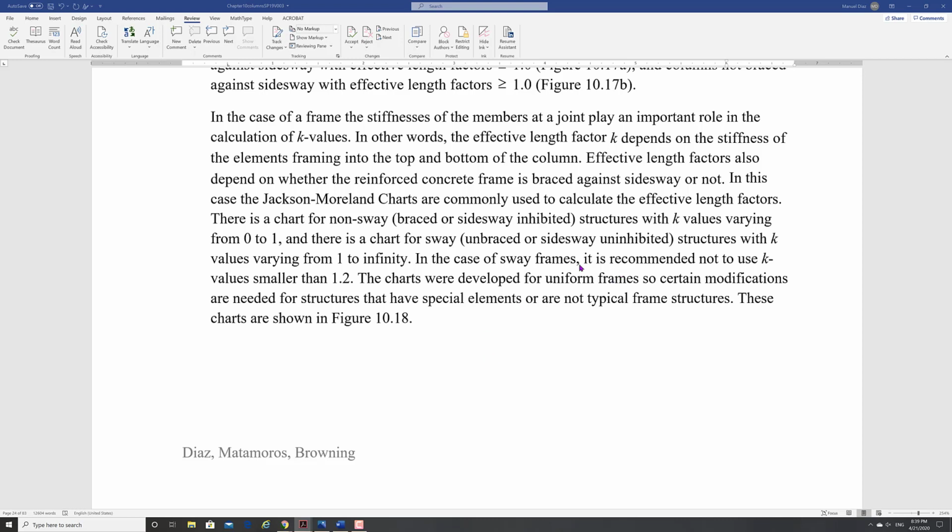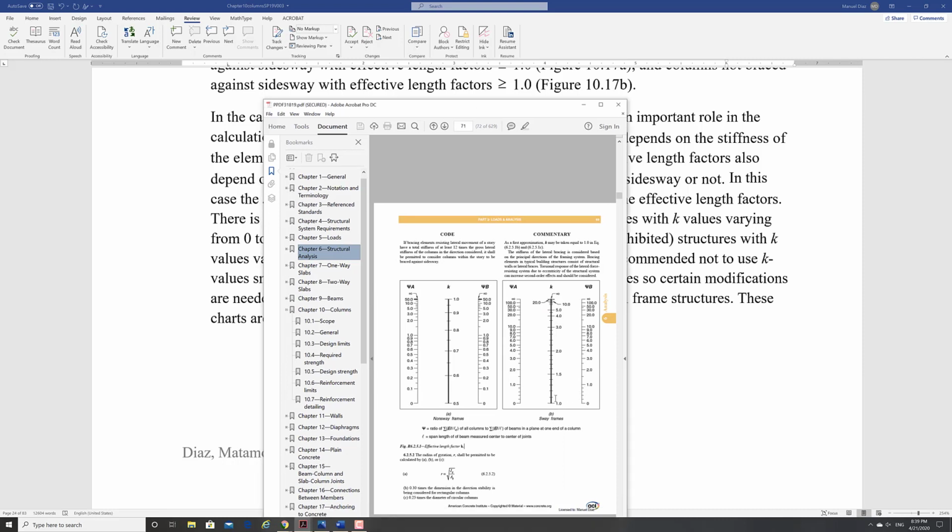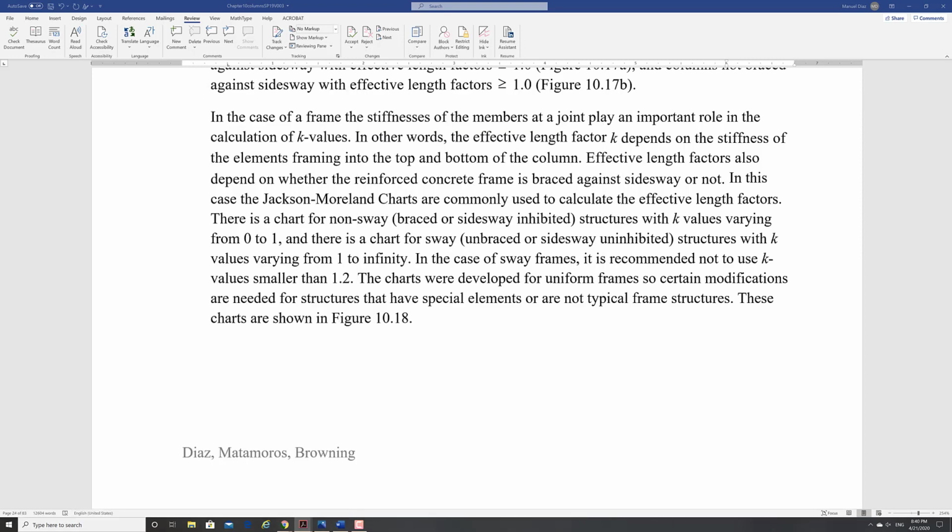In the case of sway frames, it is recommended not to use k values smaller than 1.2. So you have a sway case and your value comes out to be 1.1 right in here. I think you should start with 1.2 and higher in most cases. That's kind of a practical recommendation. The charts, of course, were developed for uniform frames, and for special structures you may need to do some modifications.